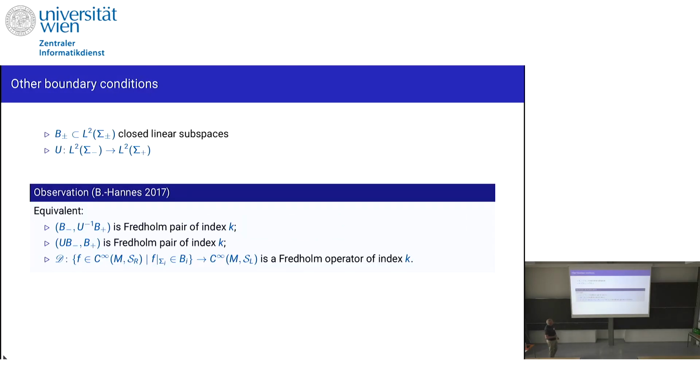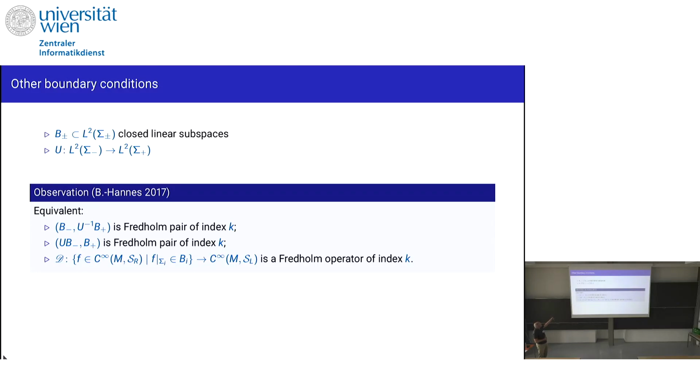And now here's the observation. Namely, suppose you have closed subspaces in the L2 spaces of your two boundary components, sigma plus and sigma minus. B plus in L2 of sigma plus, B minus in L2 of sigma minus, closed linear subspaces. And remember, we have this wave evolution operator taking sections from sigma minus to sigma plus by solving the homogeneous Dirac equation. Now the following are equivalent.